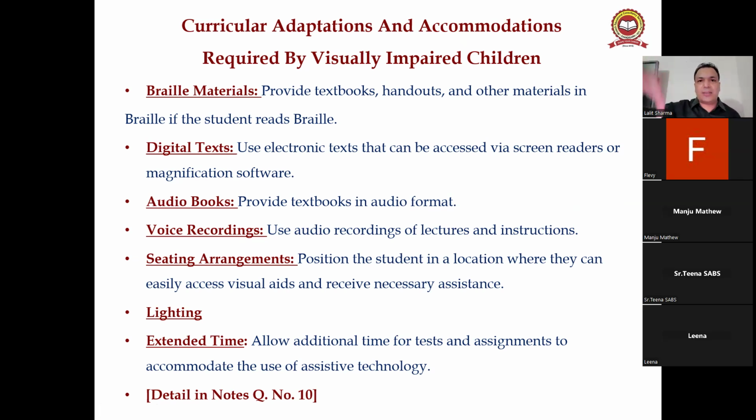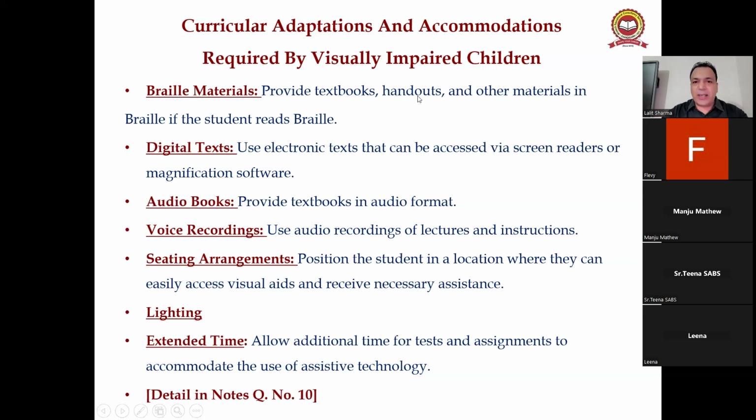We know that there is a student in the class having low vision. So then, guys, this is our duty. We have to seat the student where there is proper lighting, because that particular candidate who is visually impaired needs more light. So these are all the adaptations and accommodations.